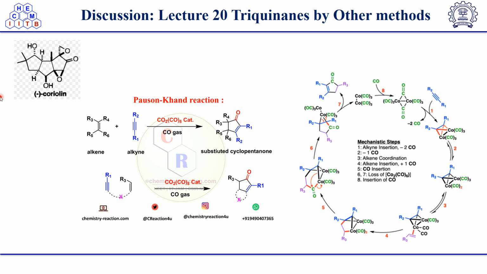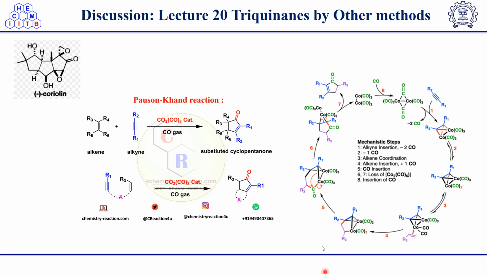So this is the mechanism. First, this cobalt complex will be coordinated with this alkyne to get this kind of compound. Then it will coordinate with this alkene to get this kind of intermediate. And one CO will be inserted in between this alkyne and alkene, and we will be getting this cyclopentanone as the product. So alkyne insertion, alkene coordination, then alkene insertion, CO insertion, then elimination of the CO2, CO6, and insertion of carbon monoxide.